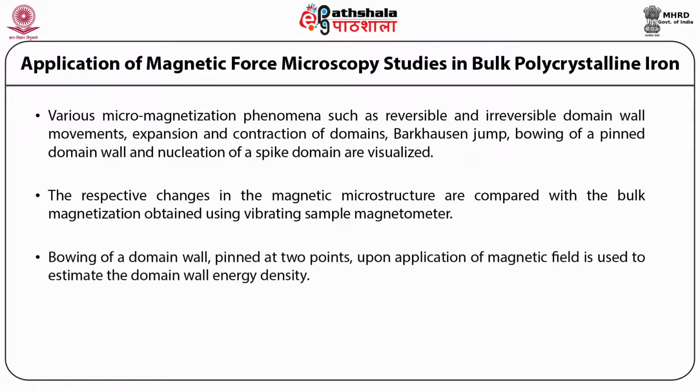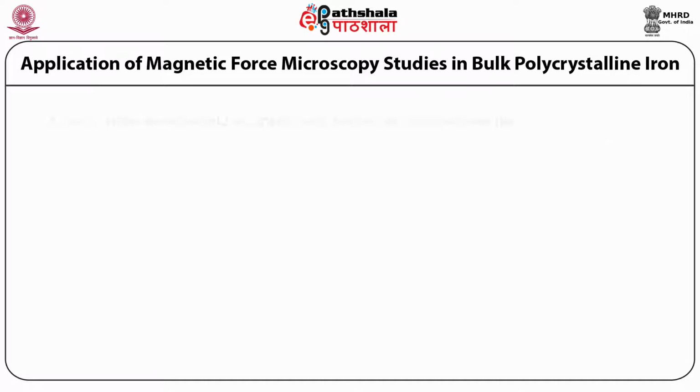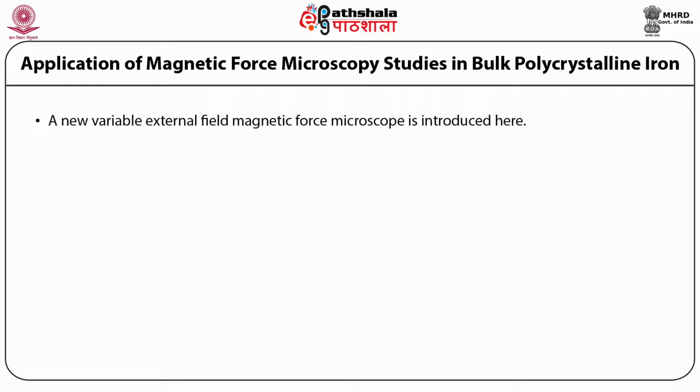Bowing of a domain wall pinned at 2 points upon application of magnetic field is used to estimate the domain wall energy density. The MFM studies in presence of external field applied in two perpendicular directions are used to reveal the influence of the crystalline anisotropy on the local micromagnetization. A new variable external field magnetic force microscope is introduced here.